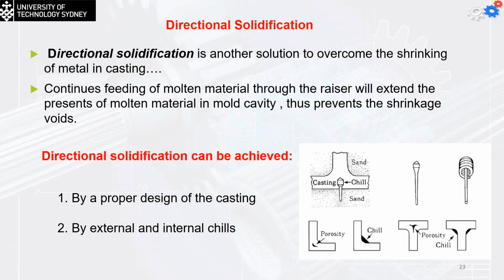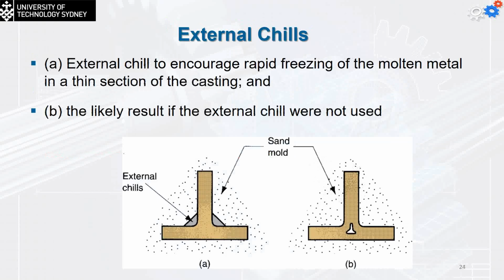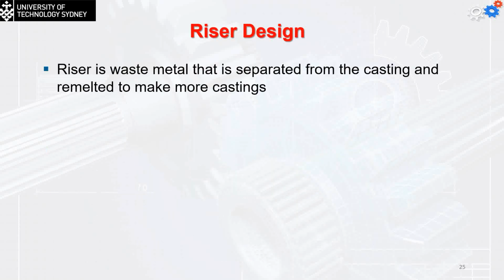External chills are another solution. I can put them on the side within the mold cavity, which is going to encourage rapid freezing of the molten metal in the thin section of the casting. And if the external chills are not used, we're likely going to have a cavity on the side. The riser design, as we mentioned earlier, should be such that it contains metal that solidifies after the actual part has solidified. And thus it is going to be a reservoir for the molten metal to compensate for the shrinkage volume of the casting process.